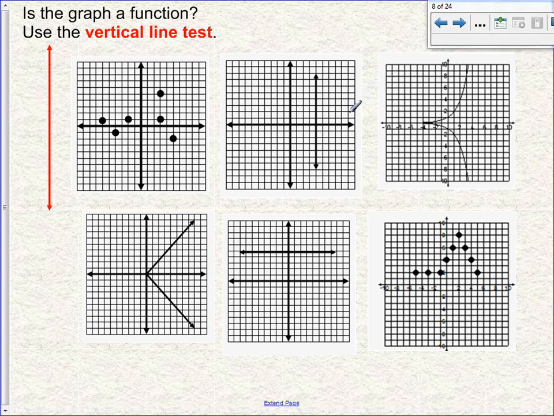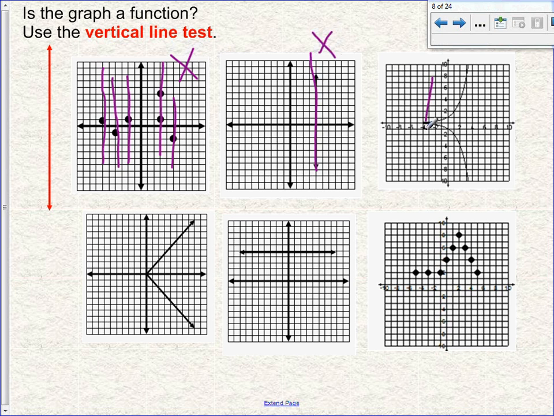If I can draw a vertical line at any point in my graph, and it does not touch more than one point, then it is a function. If I draw a vertical line and it passes through more than one point, it is not a function. Can I do the vertical line test here? Yes. Is this one going through more than one point? It is not a function. What about this one? No. It is not a function. It's passing through way too many points.